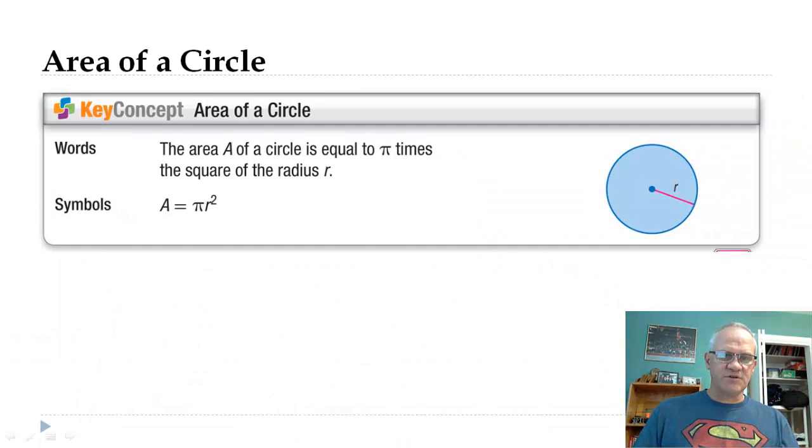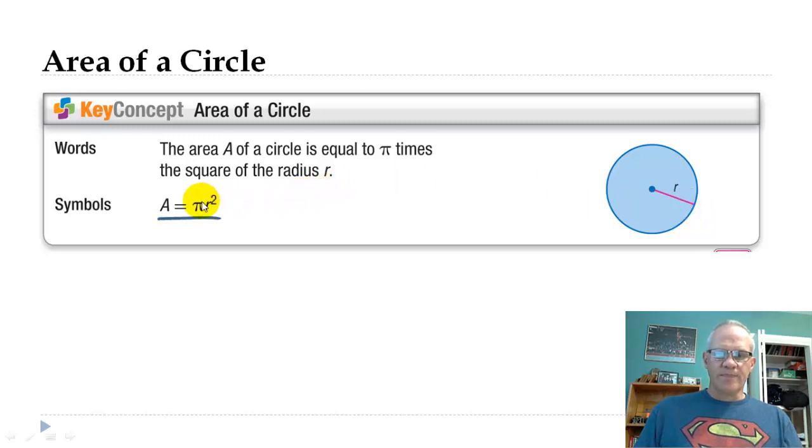This was pretty famous here. The area of a circle is pi r squared. Pi times r squared, where r is the radius, and again, remember the radius is from the center of the circle out to the edge of the circle.